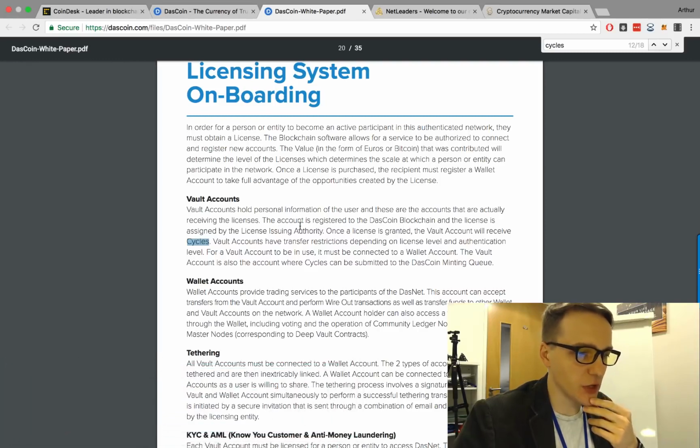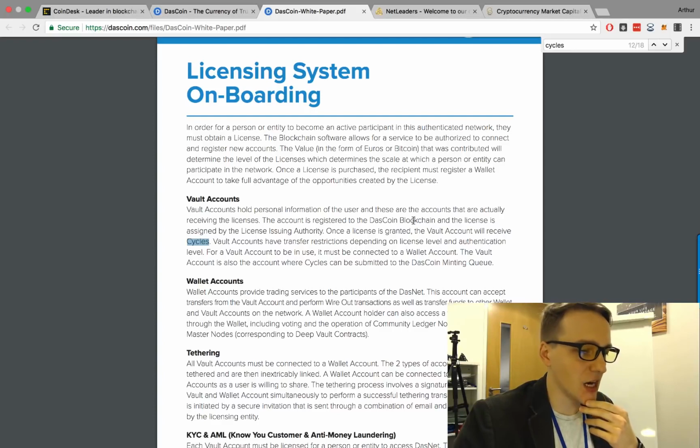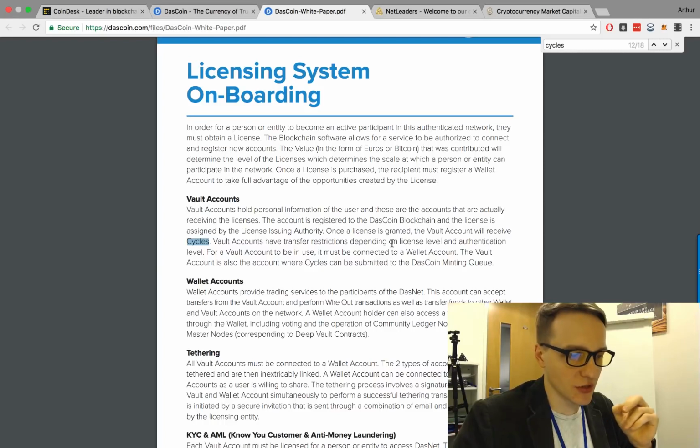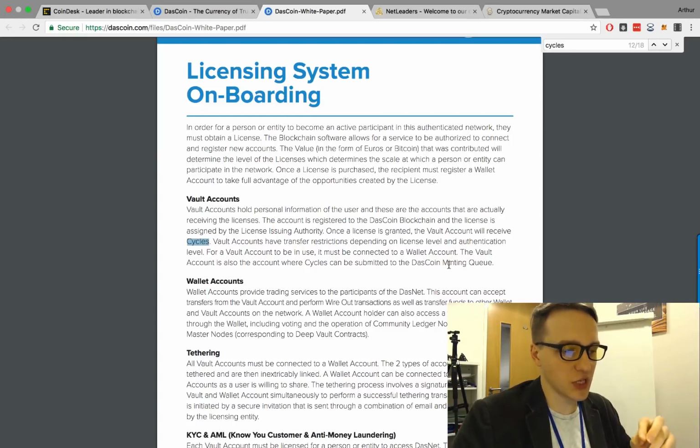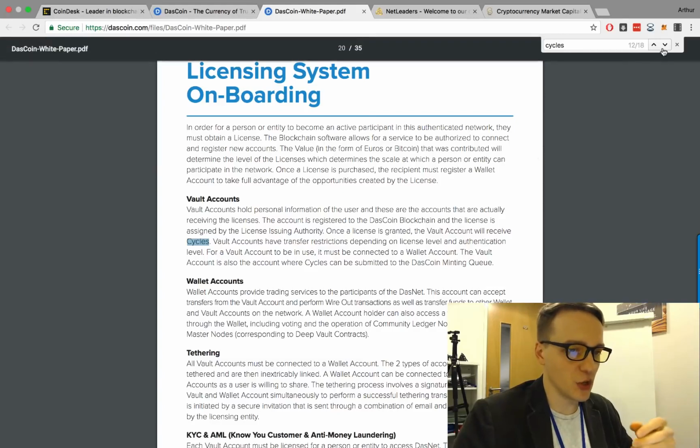hold personal information of the user, and these are the accounts that are actually receiving the licenses. The account is registered to the DasCoin blockchain and the license is assigned by the license issuing authority. Once a license is granted, the vault account will receive cycles. Vault accounts have transfer restrictions depending on license level and authentication level. For a vault account to be in use, it must be connected to a wallet account. The vault account is also the account where cycles can be submitted to the DasCoin minting queue.